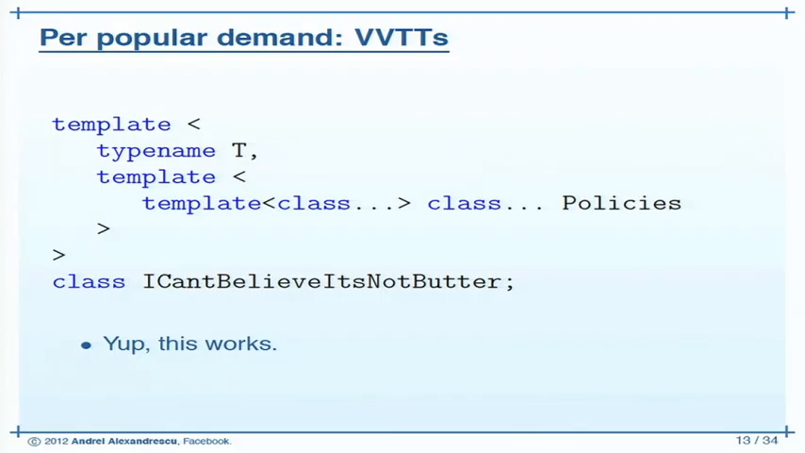Therefore, it is in. The way this works is we have a template that has some fixed parameters, such as T here, just for example's sake. And the interesting part is that I then parameterize it with a variable number of policies, each in turn taking a variable number of arguments. It's extremely flexible.